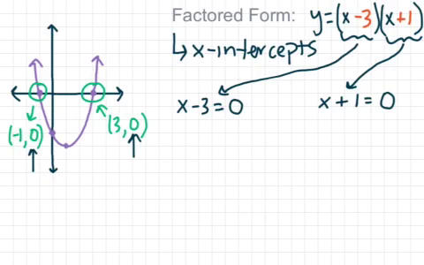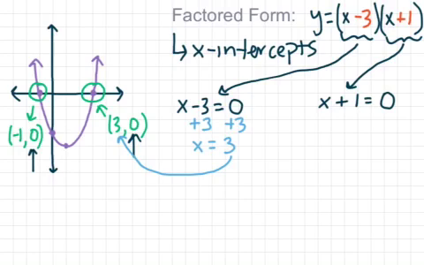So now I'm going to solve my first equation. I want x by itself, so I'm going to add 3 to both sides. So x is equal to a positive 3. Oh, that's what we got for our first x-intercept. Weird. I know, right?